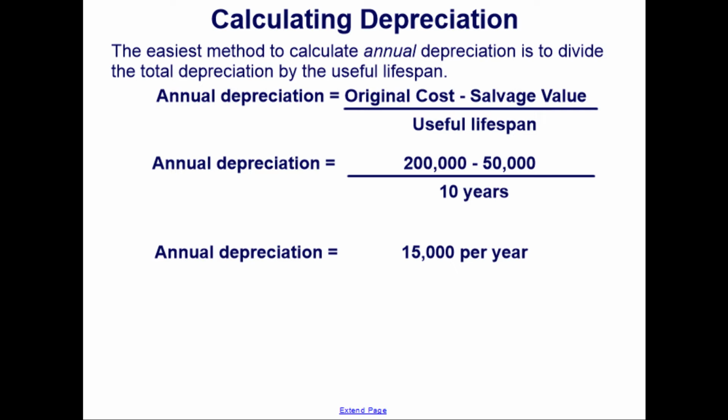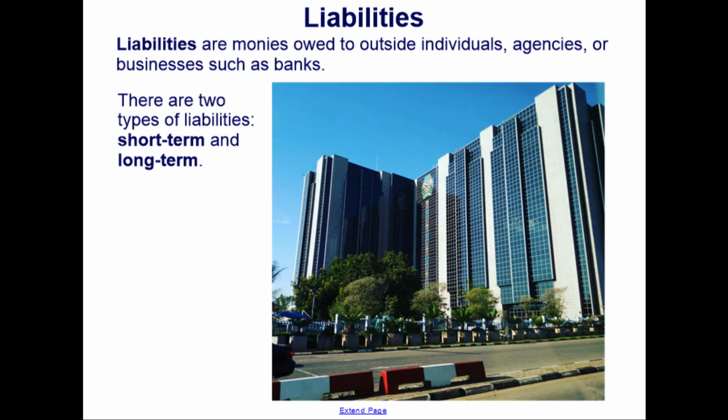Annual depreciation equals the original cost minus salvage value, which is $200,000 minus $50,000, and divide that by the useful lifespan, which is 10 years, and we get $15,000 per year. Annual depreciation equals $15,000 per year.